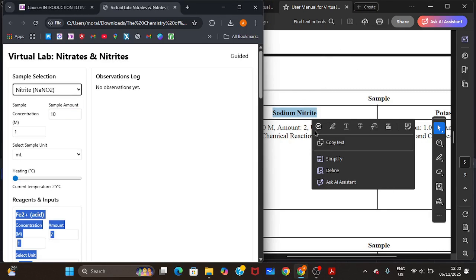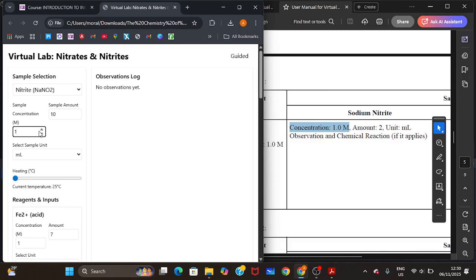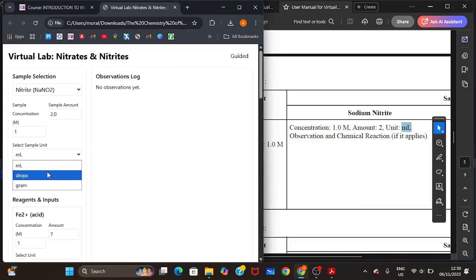Okay, and based on the parameters that you guys are being asked to run this reaction with, you go ahead and you set those. Okay, so for concentration, you need 1 M. So we have 1 already here. Okay, for the amount, you need 2. So you go ahead and you bring this down to 2, or you simply type in 2.0. Okay, and as for the unit, we're dealing with volume, and so we stick to mL, which was already there.